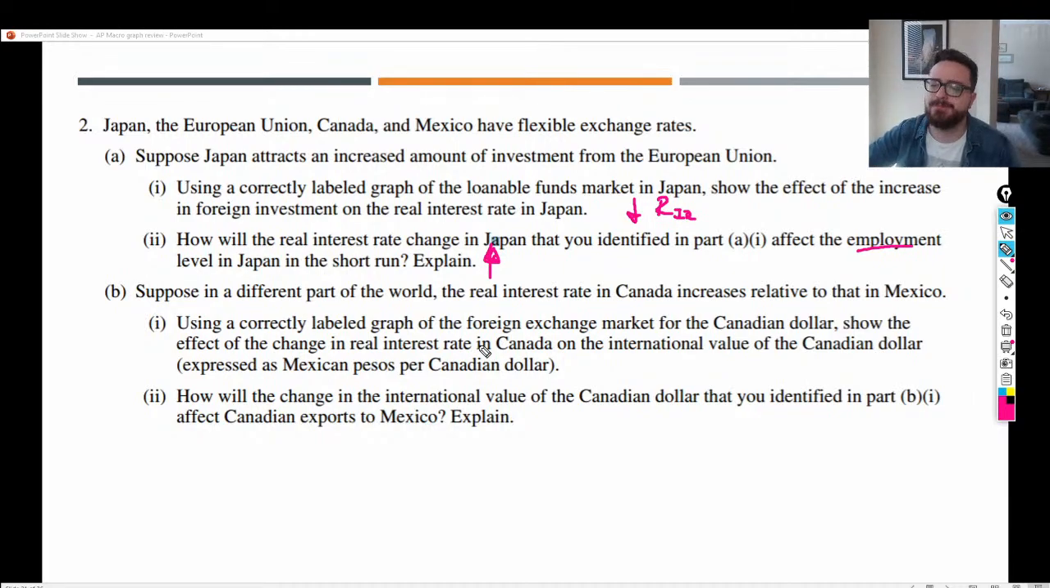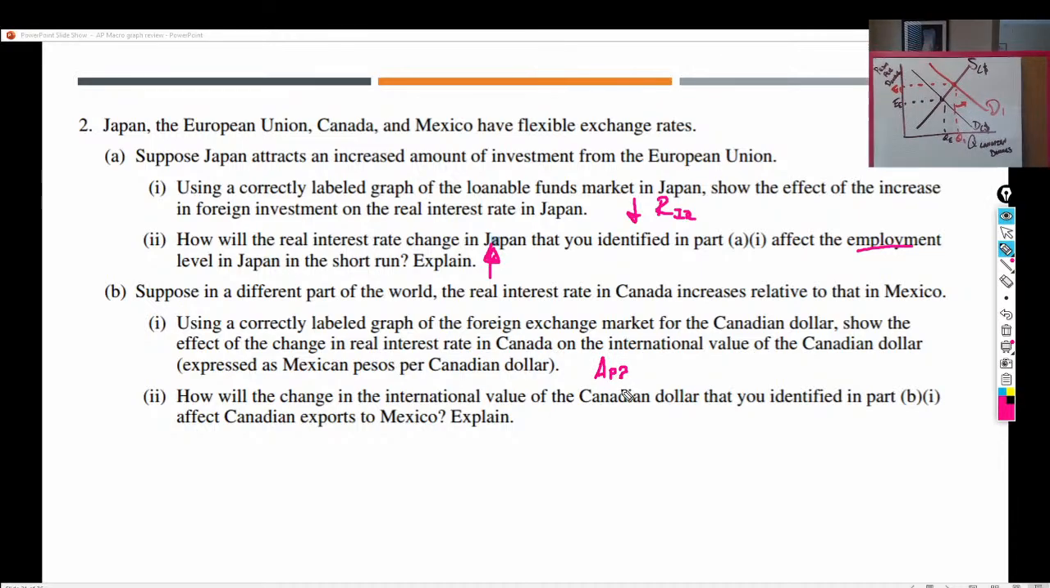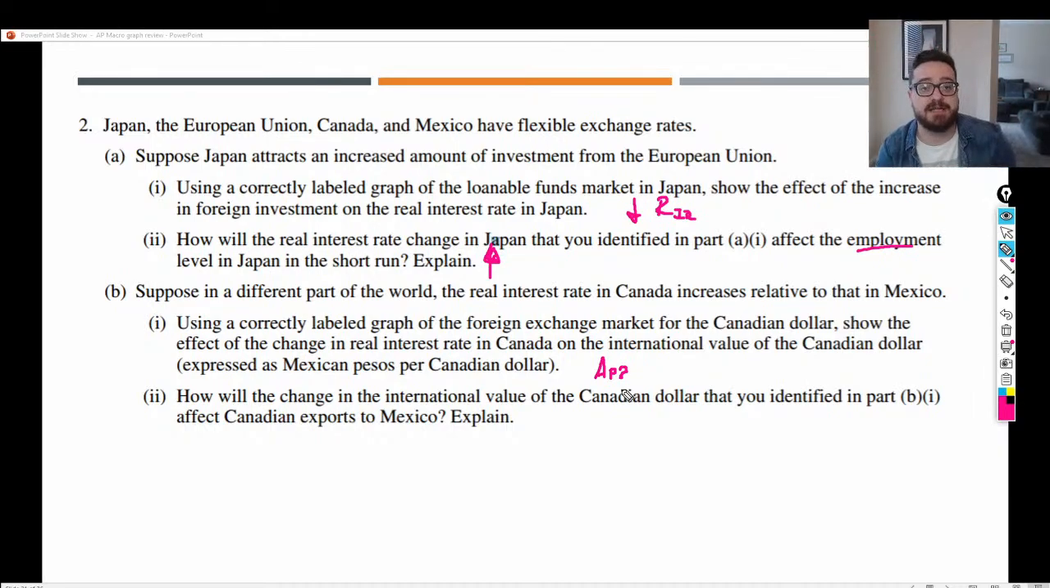And then the last thing here, B2: how will the change in the value of the dollar you identified in part B1 affect Canadian exports to Mexico? To be clear, the Canadian dollar appreciated. I can tell that because the price is higher, if you're wondering where I'm getting that from. This higher Y value is telling me that it's a higher price. It takes more pesos to get a dollar now. So what'll happen to Canadian exports to Mexico?